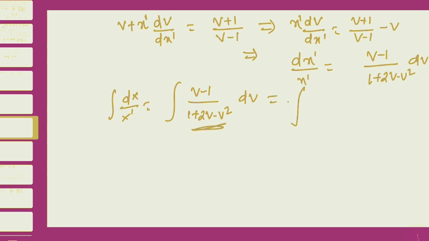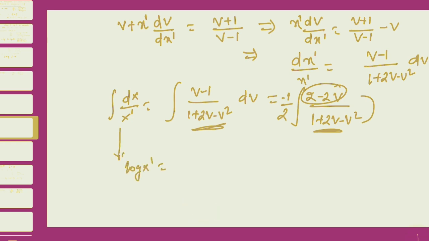We can also write it as 1/2 times, taking minus common, (2 - 2v)/(1 + 2v - v²). So this is the derivative of the denominator function. So the integration will be log x' = -1/2 log(1 + 2v - v²) + c, where c is any constant.